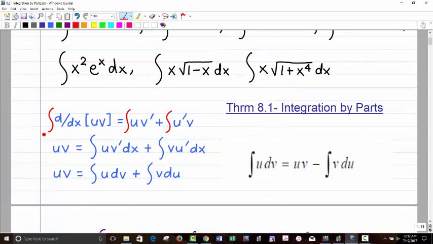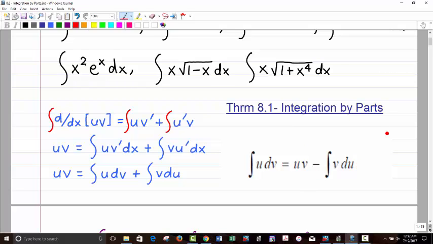Okay, you can go through this. I would never ask how to derive this on the test, but it's showing the product rule, then you're integrating the product rule, yada, yada, yada, and you end up with this formula right here. This is the important part right here. The integral of u dv equals uv minus the integral of v du.